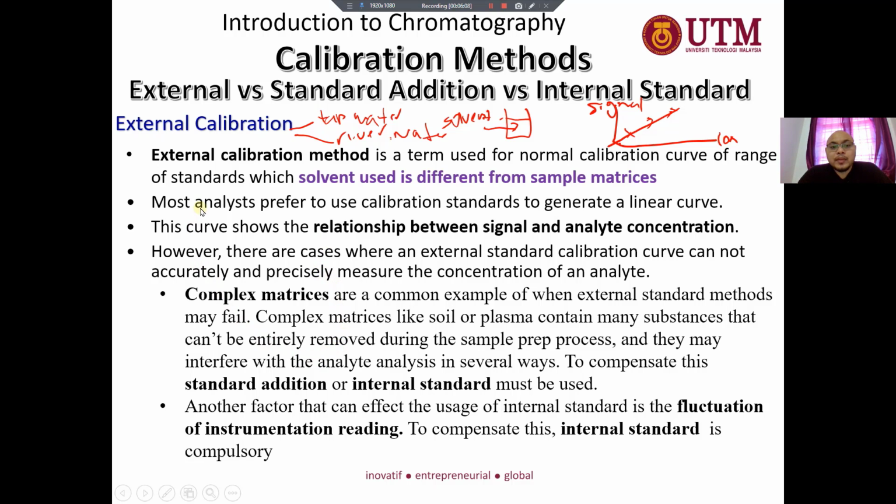Another factor that can affect the choice to use an internal standard is the fluctuation of instrumentation reading. To compensate for this, an internal standard is compulsory. Other than complex matrices, the other factor is the fluctuation of instrumentation reading. If fluctuation of instrumentation reading occurs, we need to use the internal standard calibration method.